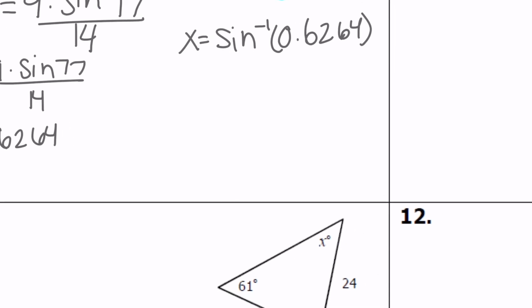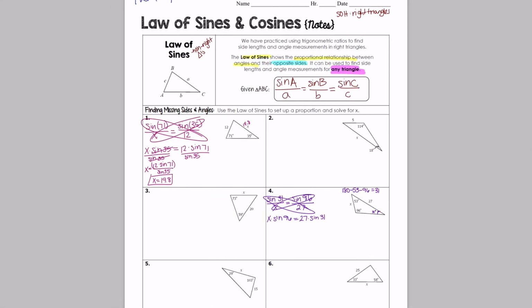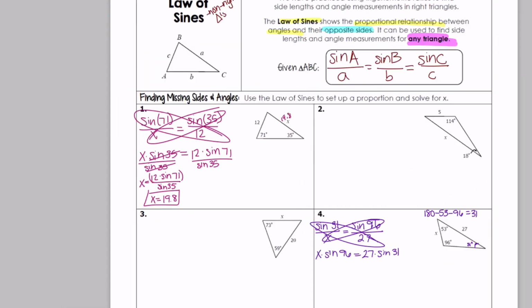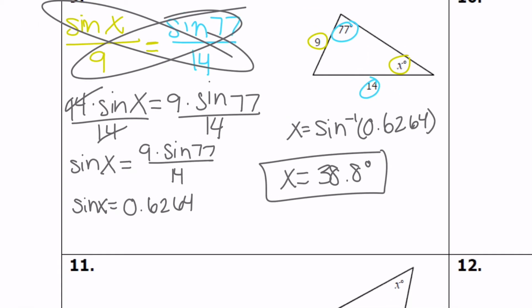Okay? So then I just put this function now in my calculator, and I end up with x equals 38.8 degrees. And round your final answer, when you're talking about your degrees, to the nearest tenth place. Same with your sides. If you're finding a side, round those to the nearest tenth place. The only time you round to the nearest tenth is in your final answer. Okay. So 10 through 14 is exactly the same as number 9.